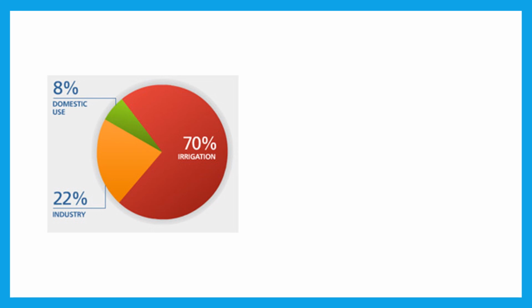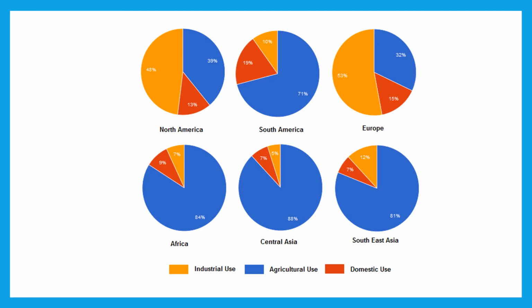So worldwide, most water is used for irrigation. This is worldwide. Most water is used for irrigation, followed by industry, and then domestic would be use in the home. Right? And then I found this, which I thought was kind of interesting. It was by continent. I thought this is a little more telling.